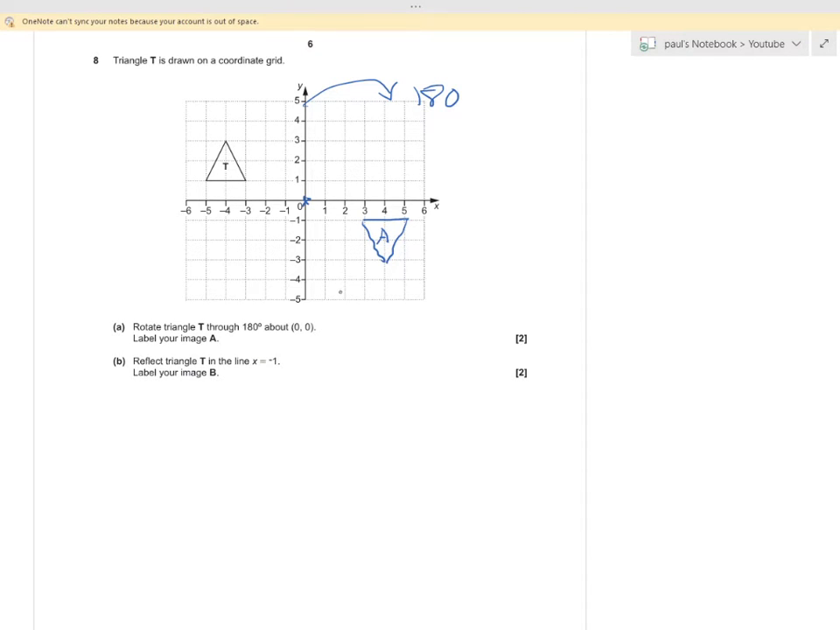Okay, and label your image A. Now reflect the triangle T in the line x is minus 1, looks like. X is minus 1, which is there. So I'm going to draw that line and reflect it. So it's going to be 2 the other side there. So I'm going to put that as B.